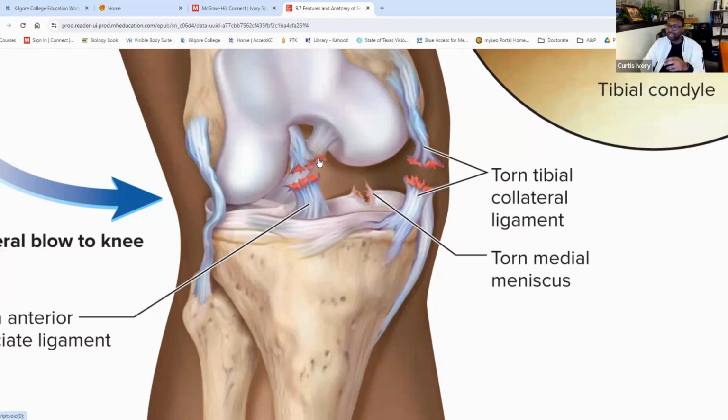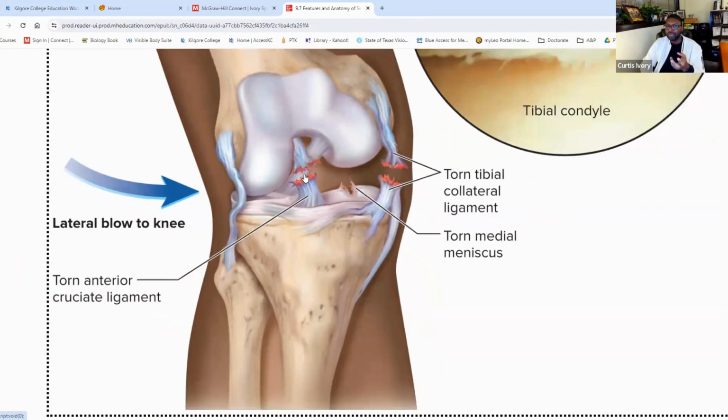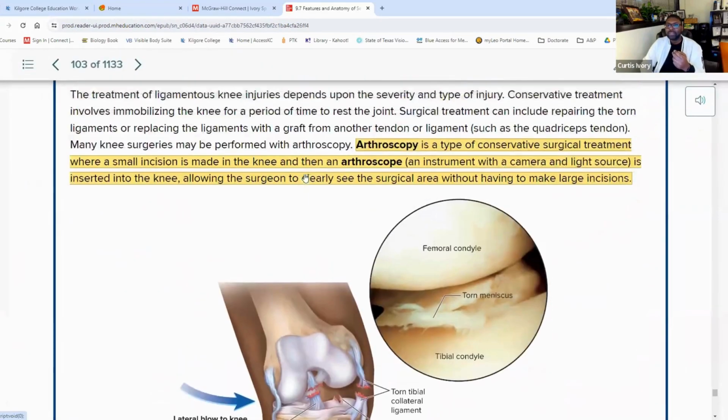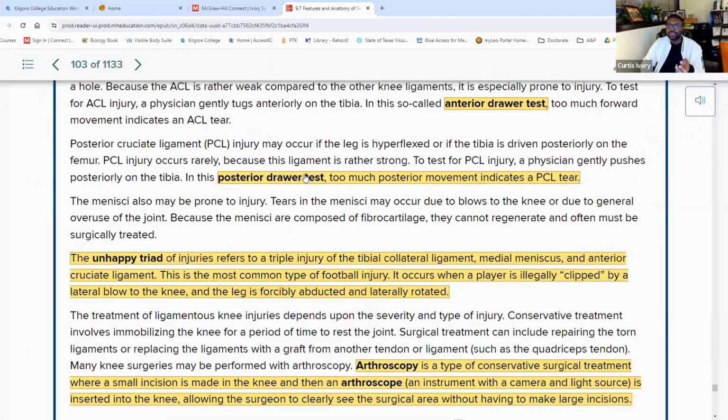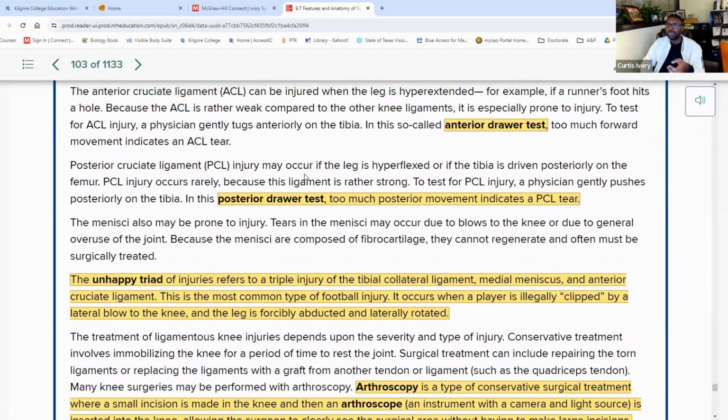So typically, the PCL does not get torn. It does on rare occasions, don't get me wrong, but typically the ACL takes the biggest hit, and that's usually the one that's going to be the most commonly torn. So there's different ways you can test this. It's called the drawer test. If you have too much forward movement, so let's say you were sitting on a table and your legs were dangling, they essentially pull on your knee. If it pulled forward like a drawer, that essentially would mean that you had an ACL tear.